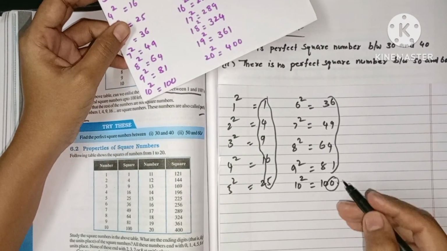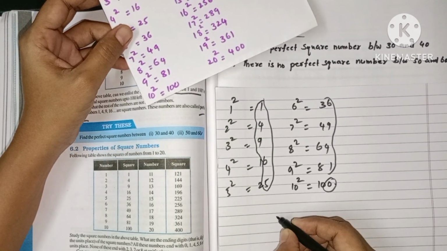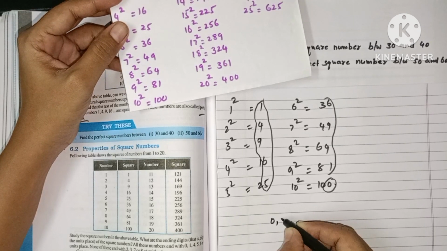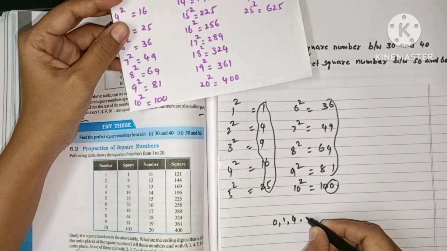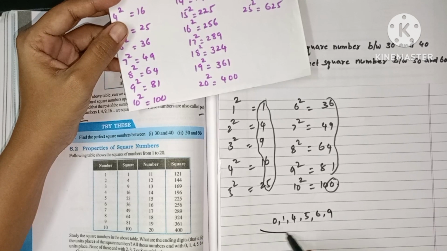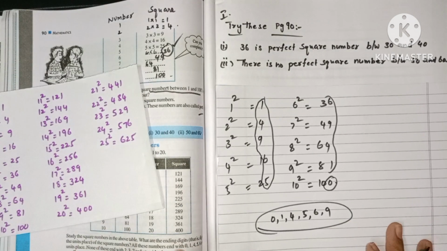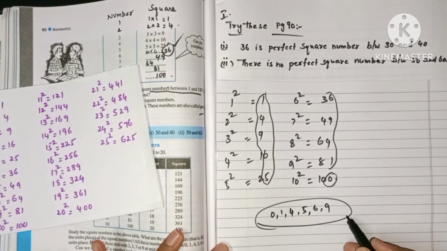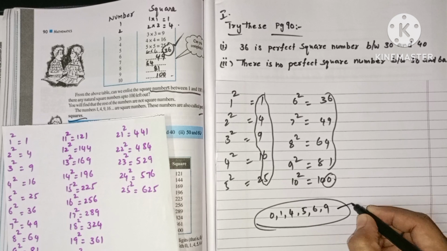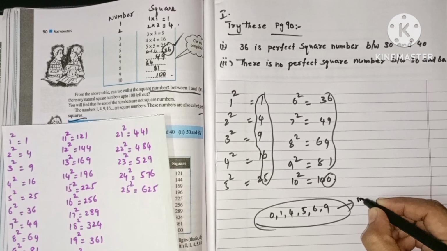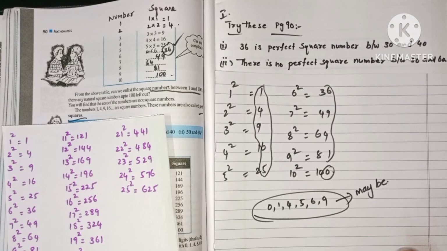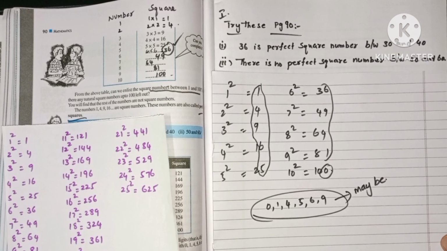Okay, so clearly we can say perfect squares end with 0, 1, 4, 5, 6 and 9. Okay, if a number has any one of these numbers 0, 1, 4, 5, 6 or 9 in its units place, we can say it may be a perfect square. Maybe, we cannot tell exactly, it may be a perfect square.